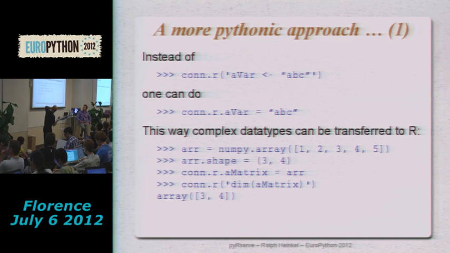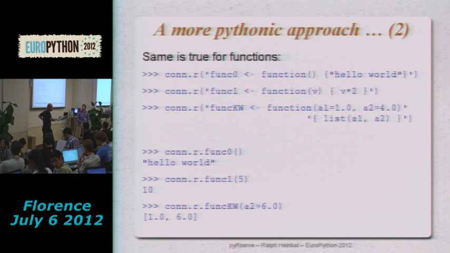A better way to do that than sending R expressions is to do it the Pythonic way. So the con R a var sets now assign this ABC string to a variable, a var, but it's doing that on the R side. And you can even assign much more complex data like NumPy arrays, create them on the Python side, and assign them to the variable a matrix on R. And here we do an expression on the R side, a string expression, and you can see that on the R side it's really there, and you get the dimensions of the matrix.